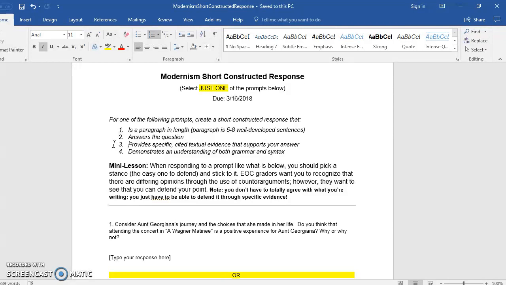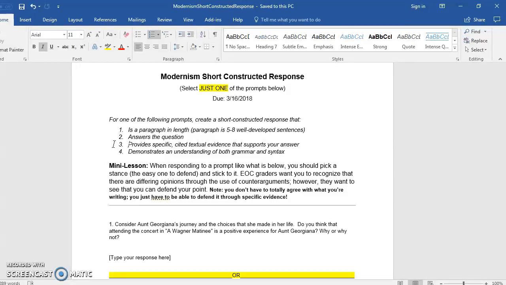Your mini lesson before this assignment is about making sure that you are responding to the prompt given. In the prompts below, you're asked to take a stance. You're asked to pick a side and defend some kind of stance. It's persuasive type writing. In this type of writing, especially for the EOC or some kind of standardized testing, you want to make sure that you pick the stance that's easiest for you to defend, and then you stick with it.